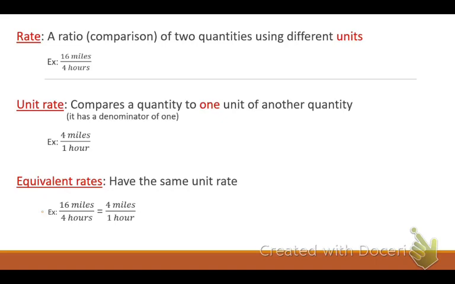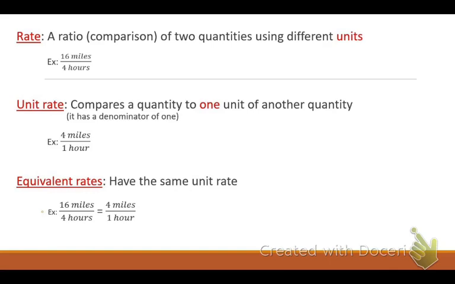All right, the first word we see here is a rate. Now, this is a ratio or a comparison. Remember, we talked yesterday about how to compare things of two different quantities using different units. What does the example say there? 16 miles divided by 4 hours. Okay, 16 miles per 4 hours. Notice those are different units. I have miles and I have hours.